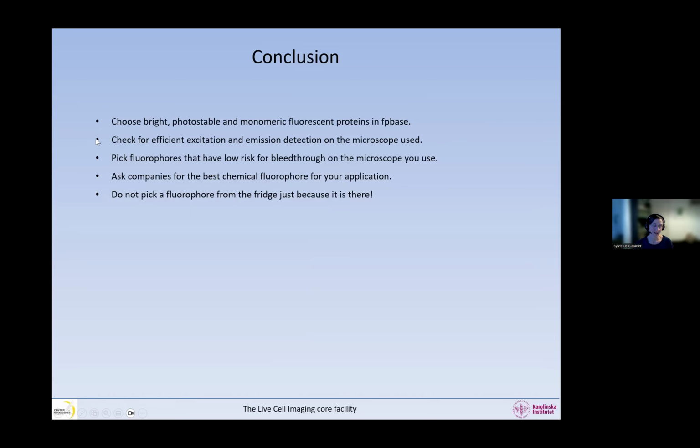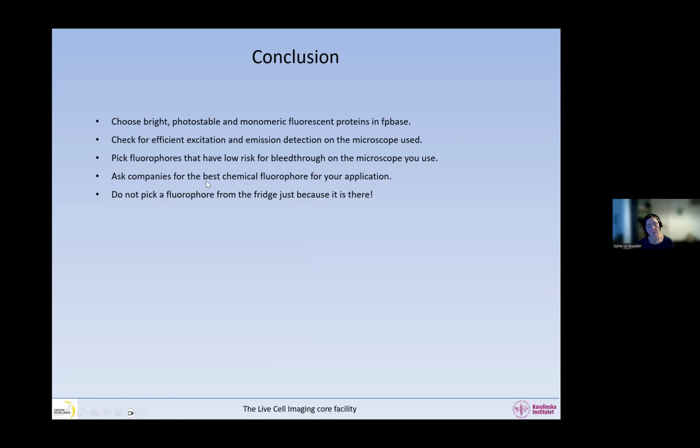It has sometimes been chosen randomly. Sometimes it has not, but sometimes it has. So I think you don't have to use, during all your PhD, a fluorophore that is not efficient. You can also do the job and try to figure out if there is something better. So always check that you have efficient excitation and emission detection on the microscope that you use, and also make sure that you pick fluorophores that have no bleed through on the microscope you use.